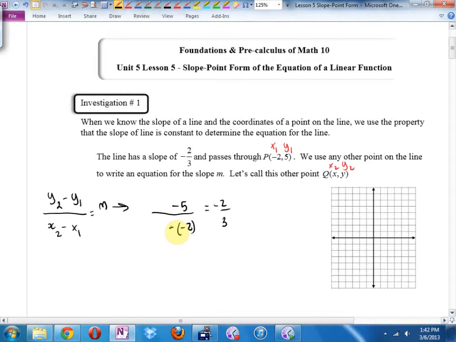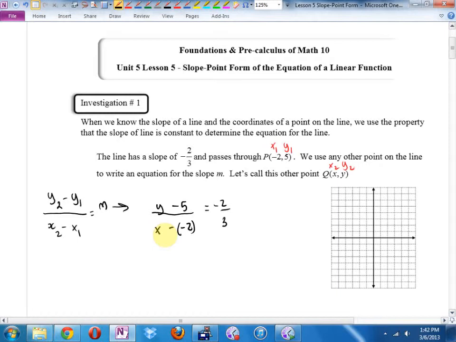This other point, I'm just going to call it any old x and y. I'm going to say that y2 is just the letter y, any x, any y. And x2 is just the letter x. Okay? You with me so far? I've said, well, I know the slope, I know one point. I'll let the other point be an algebraic one, x comma y, and I'm going to see if I can rewrite this now.